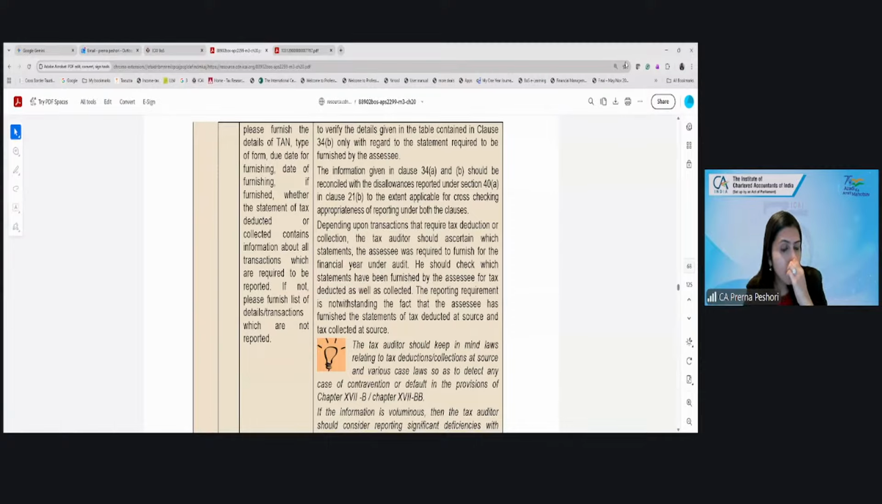Right? So you also have to ensure that you reconcile 34A and 34B with section 40A(1) and (1A) in the return of income. In 34B, you are required to state whether the TDS/TCS returns have been filed, whether all the transactions on which TDS has been deducted are reported in the TDS return or not, and in what time limit the TDS returns have been furnished, whether they were furnished after the due time or in time.